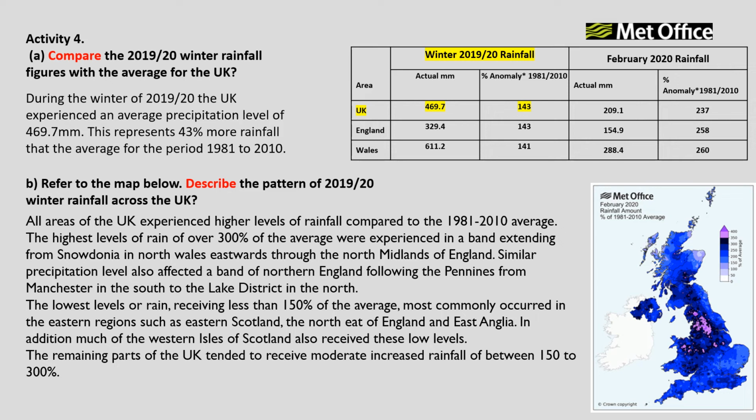So for the highest percentage, areas of Snowdonia, North Wales, moving eastwards through the North Midlands of England. And we've also got a second band in Northern England following the Pennines from Manchester into the south of the Lake District in the north. Now, as you can see in that example answer, it's actually naming geographical regions which are named on that map.